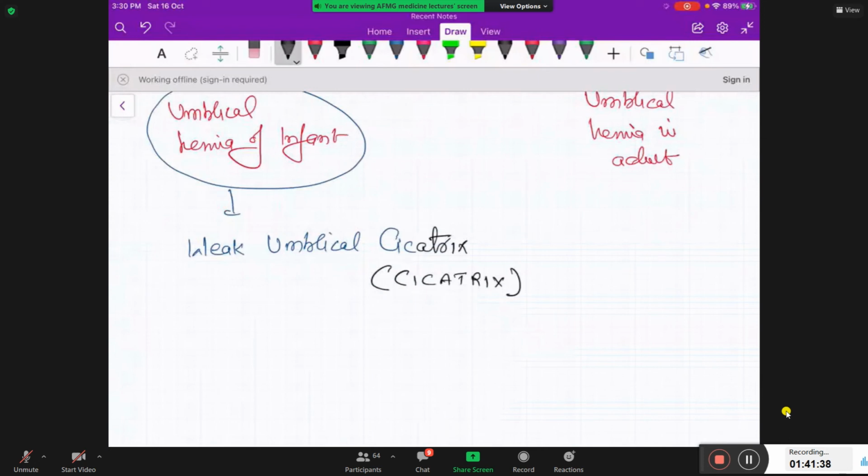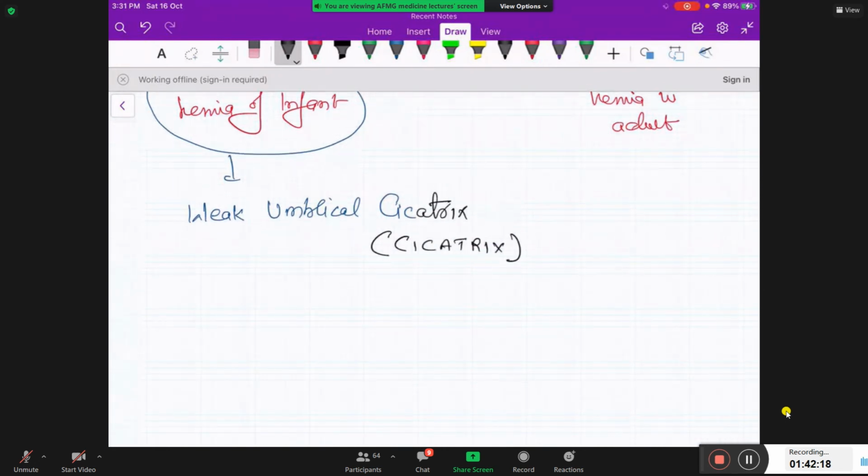What is this weak umbilical cicatrix? So what happens is in some of the newborns, the umbilicus in initial days is weak. So since the umbilicus is weak, when they cry, you can see a bulge coming out, and when they are not crying, that bulge goes back. So this weak umbilical cicatrix in such newborns leads to umbilical hernia, right? And this is a very commonly asked question: a newborn has a swelling which appears in the umbilical region and goes back when he's not crying. So what to do about it? This is called umbilical hernia of infant, first of all.